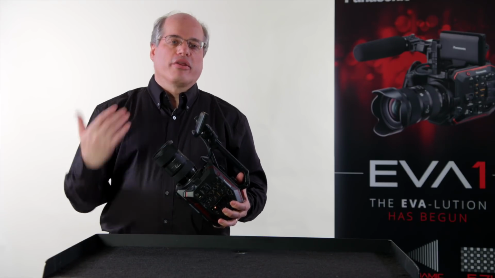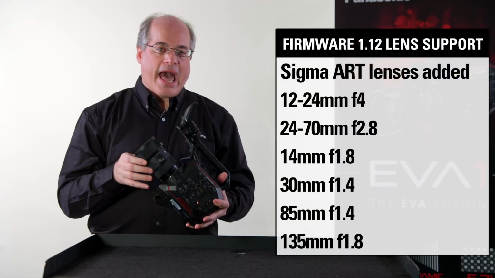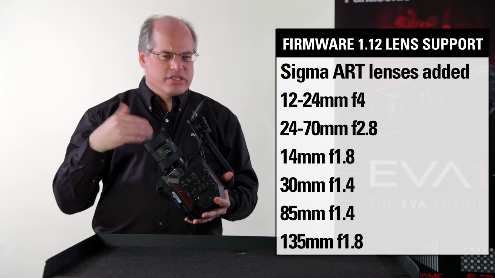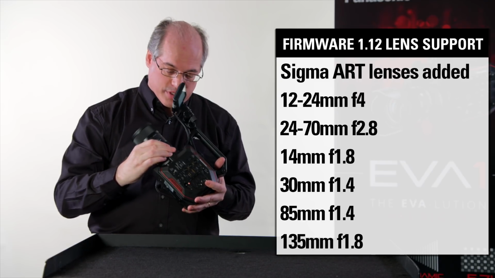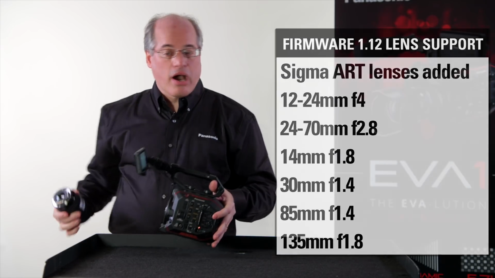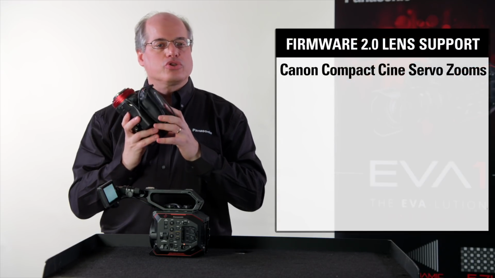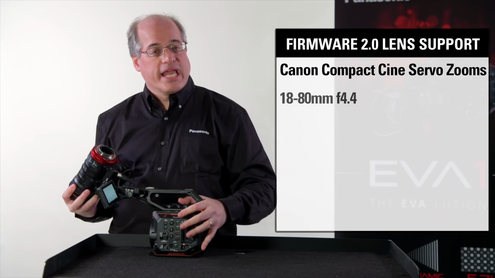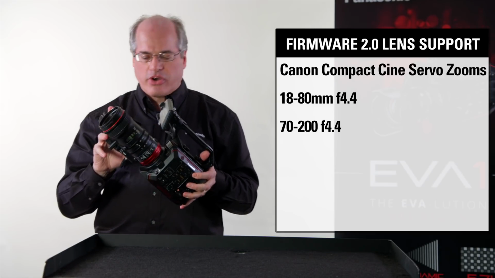With all of those recording formats, we have also introduced some other functionality for accessory items. With our previous firmware, we added support for six additional Sigma art lenses. That is 2 zooms as well as 4 primes. And in addition to those, with this firmware update, we're adding additional support for 2 of the Canon compact Cine Servo zooms. There's an 18-80 and a 70-200. Now we supported these lenses already, but we've added some functionality to them.